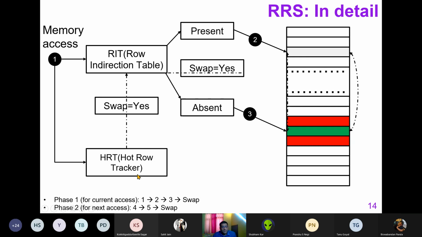Now in the second phase, once the HRT receives any request, it analyzes whether it can be a candidate for swap in the next bus cycle. It accordingly updates the RIT table, so the RIT table will have the next candidate for swap. Like in the fourth step, suppose it has detected row R1 is a candidate. It will forward that to RIT. RIT will remember that, and in the next cycle it will perform this swap operation, again with the aggressor row and the new destination row.